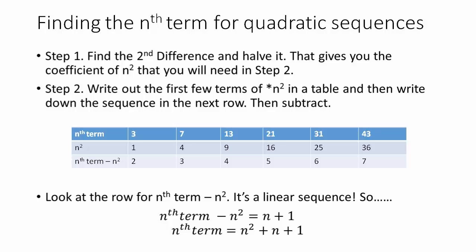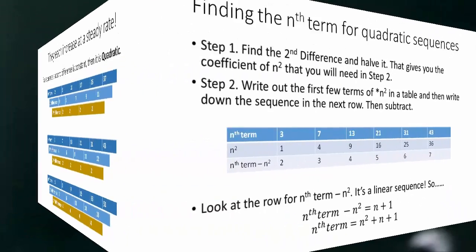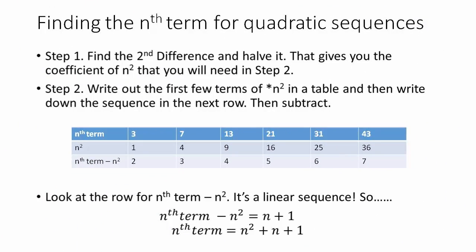Now construct the following table. Let's write down our nth term sequence. I've just written down the second sequence actually. I'll explain why I think the first sequence is easy in a second. But the second sequence goes 3, 7, 13, etc. And then write down 1n squared, the sequence for that underneath.